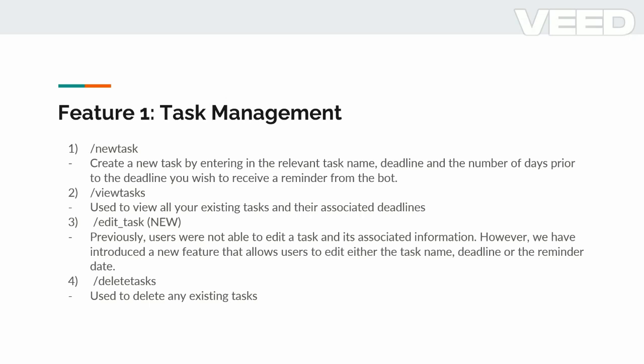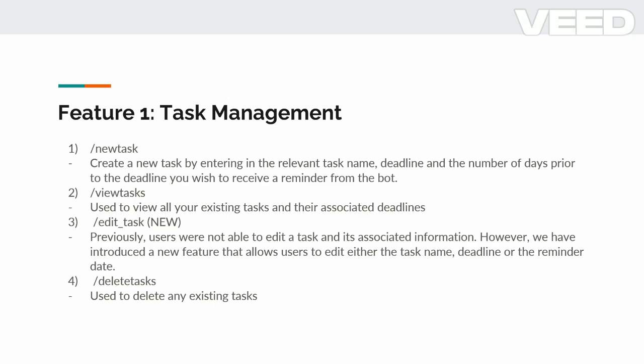After conducting user testing, we added a new feature for this final milestone, the Edit Task feature, that will allow users to edit any information for a chosen task. This includes the name, deadline, or the reminder date of the task. Similar to View Task, users will be prompted with an error message if they have no existing task left in the system.